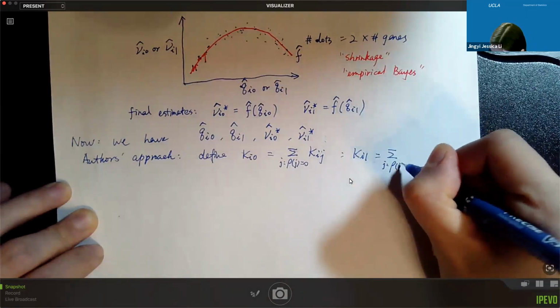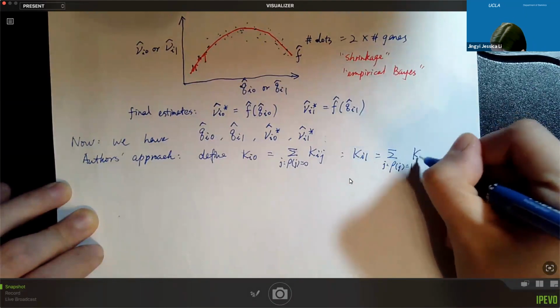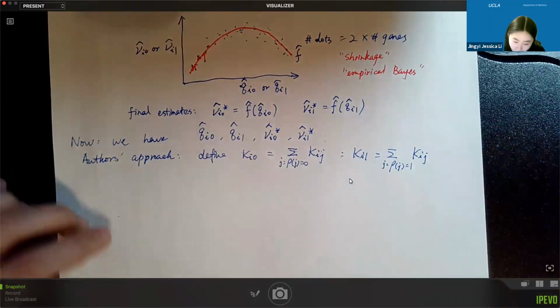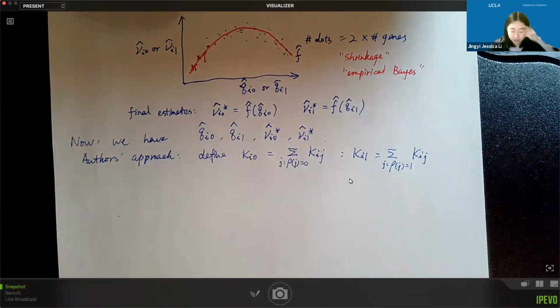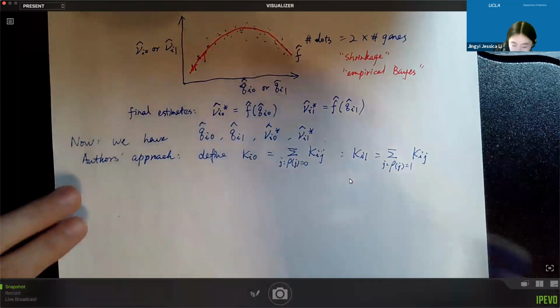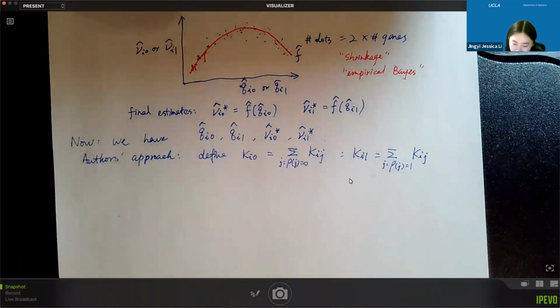J such that rho j equals 1, Kij. So they define those two things. And they argue that under the null hypothesis, they would have two negative binomials. So they are using the summation property for negative binomial.